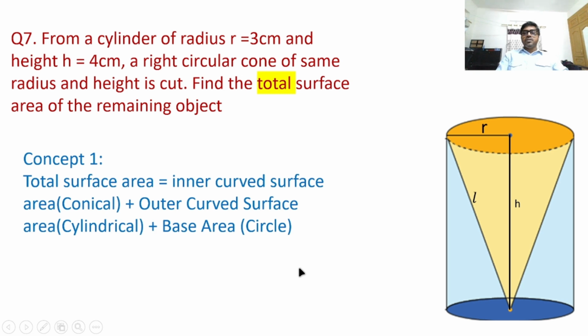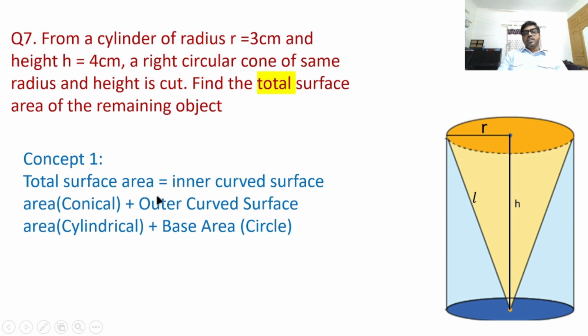First concept: it's a complicated diagram we have here. A cylinder with a conical-shaped hole. So we want to find the total surface area. I highlighted the word total. It's not just the outer surface area, or only the inner surface area, or only the base area. It's the total area. We need to add all of them.